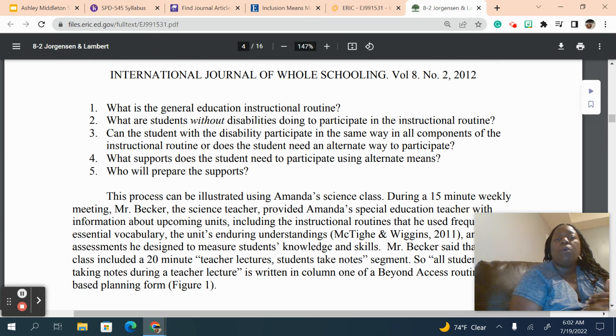Then we have, what supports will the student need to participate if they're using an alternate means? And here is the big one. Who will prepare the supports? A lot of times when I've been in planning meetings, when I've been in department meetings, when I've been in different types of planning where you're trying to figure out who's doing what, one of the biggest questions that comes up is who's going to make all this extra stuff.